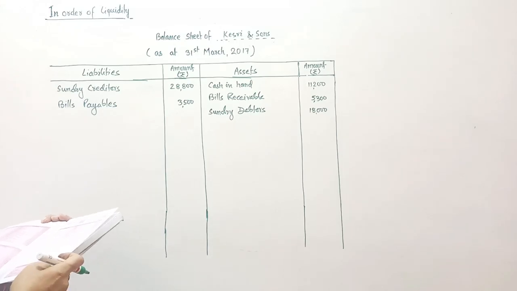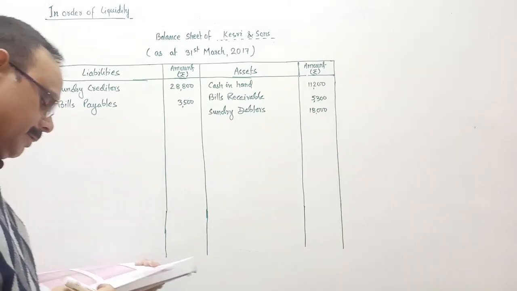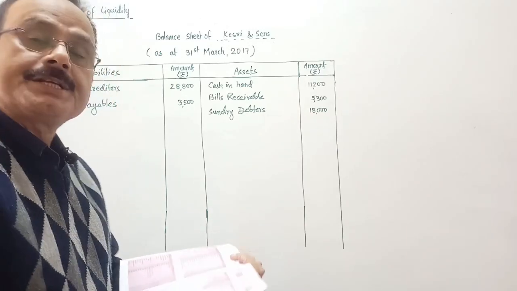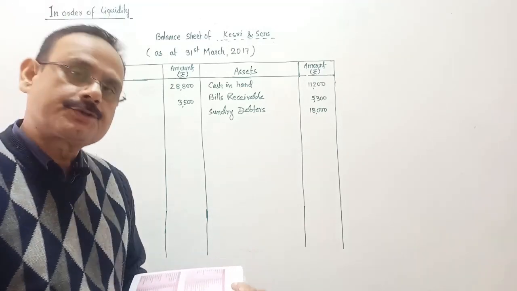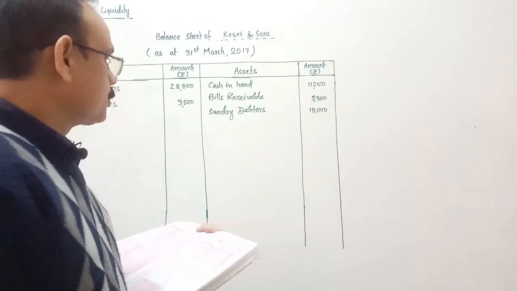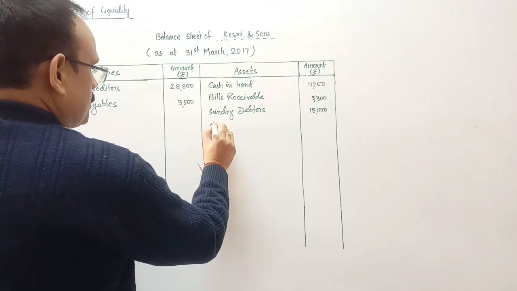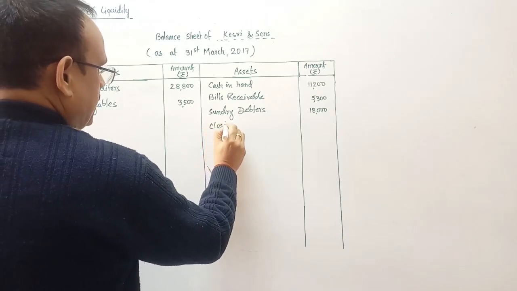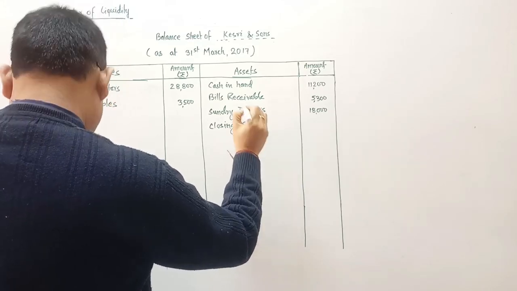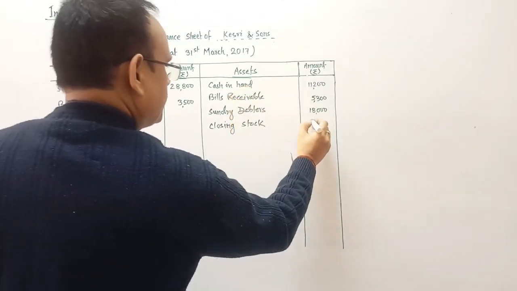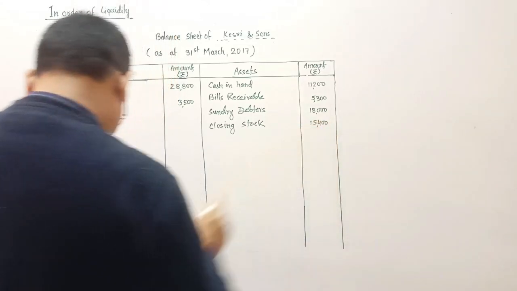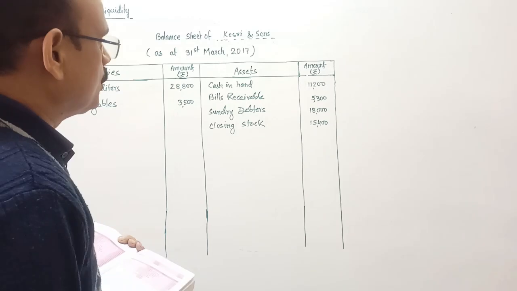Next is machinery on 1st April 2016, and depreciation is given. Similarly, furniture and fixture on 1st April 2016, and depreciation is given during the year. And closing stock. We'll write closing stock first. Closing stock is a current asset. So closing stock is how much? 15,400 is the closing stock.